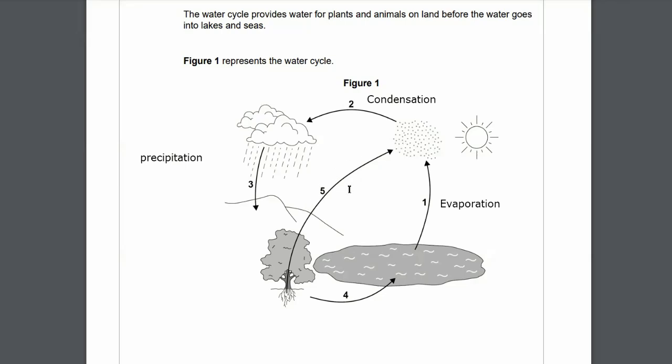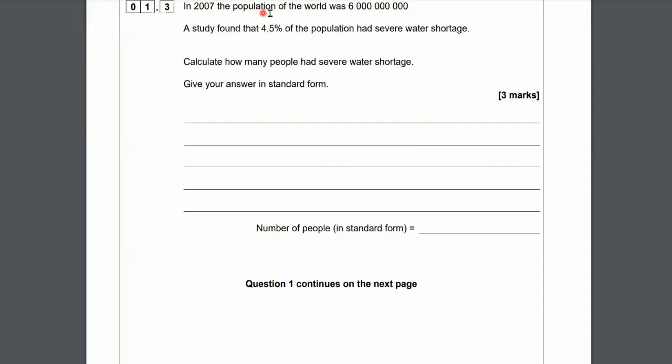Number 5 is water escaping through the stomata, the little pores in leaves. That's transpiration. And number 4 is known as runoff. That's the water running through the soil into lakes and rivers.